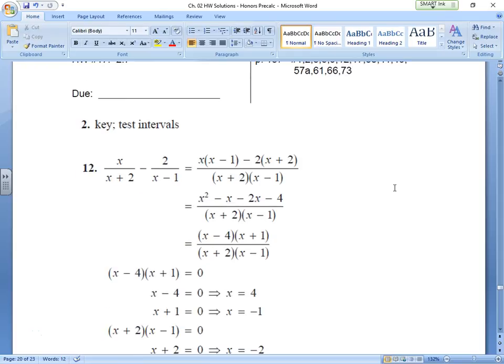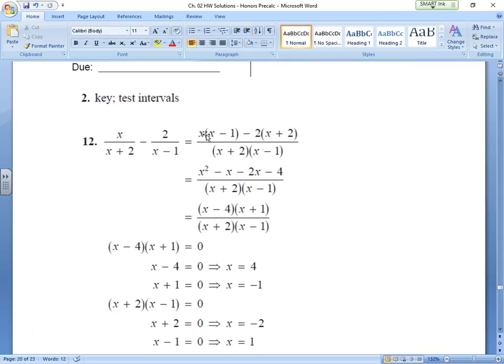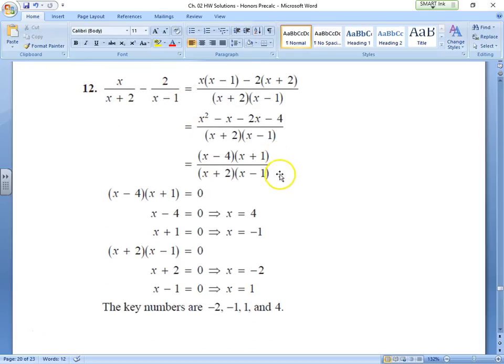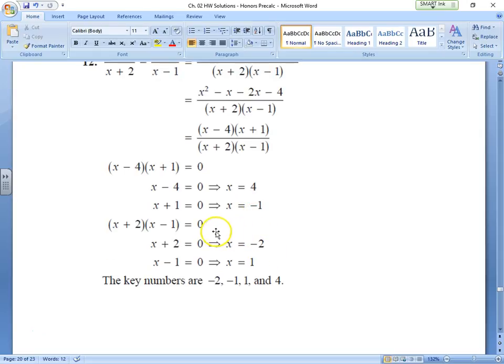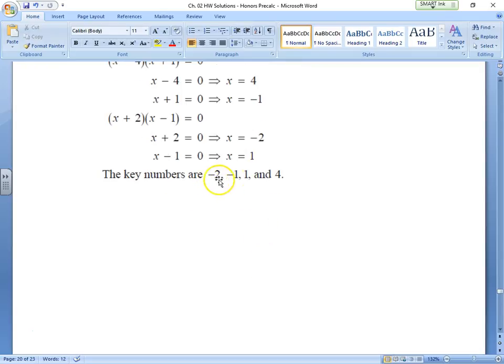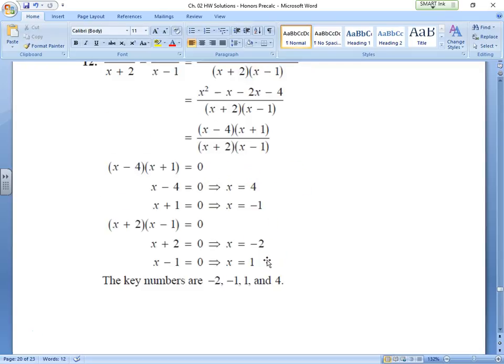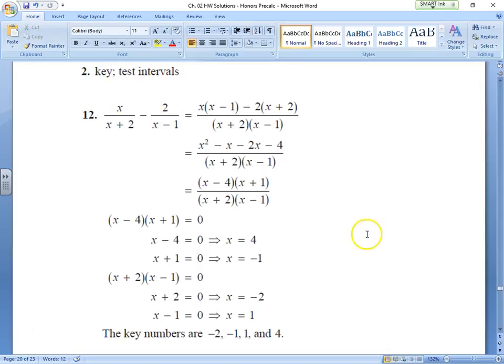Number 2, key numbers, right? Yep. And test intervals. Key numbers and test intervals. Number 12, ew, gross, they got a common denominator. Oh, hey, that's what I told you to do. Multiply top and bottom by x minus 1, top and bottom by x plus 2, you end up with... And to find the zeros on top, it's 4 and negative 1. And to find the zeros on bottom, it's negative 2 and 1. So key numbers: negative 2, negative 1, 1, and 4. But the key was getting a common denominator, yeah?